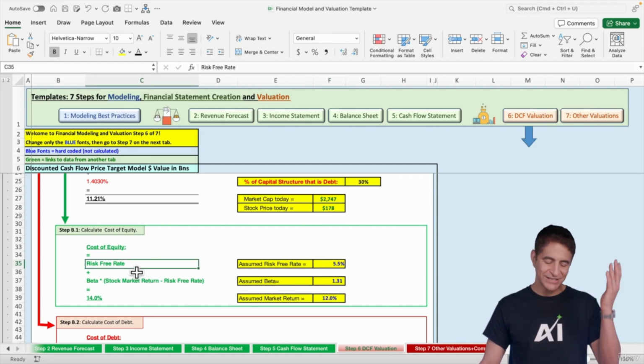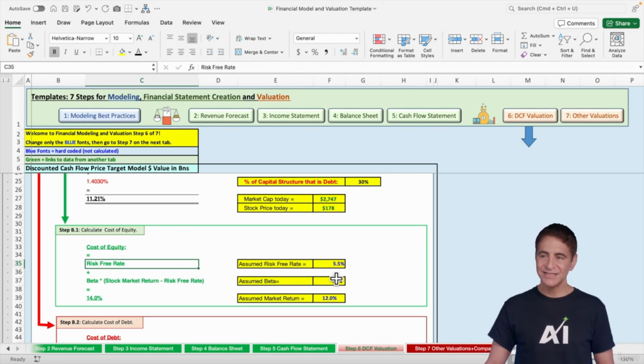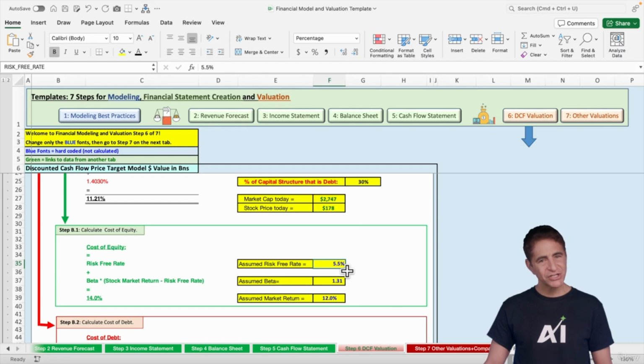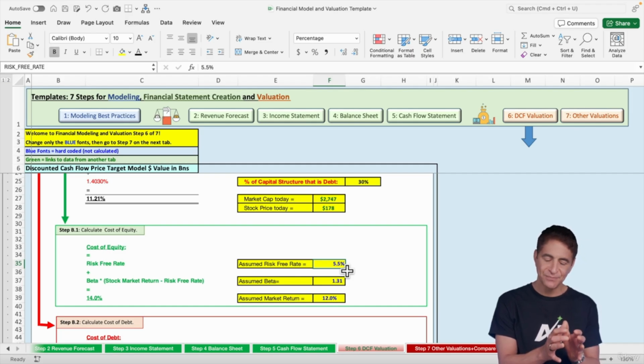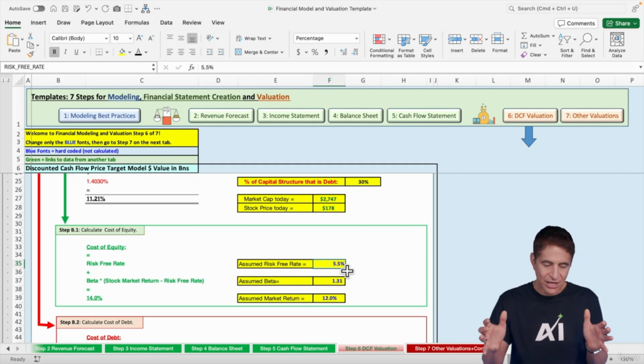You can take 10-year if you want. It's up to you. Now we're going to calculate the cost of equity. Well, what is the cost of equity for Apple? We have to incorporate the lowest risk rate, which is the U.S. government risk-free rate, and then add more risk to that. How do we do that?